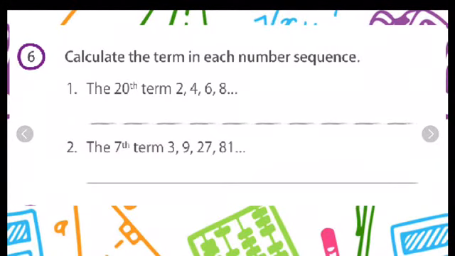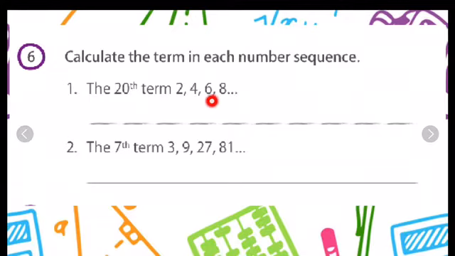Now let's continue on exercise number 6. It says, calculate the term in each number sequence. Number 1 says the 20th term, 2, 4, 6, 8. How do you calculate this one? Try to do multiplication with big numbers. There will be a difference between item number 1 and item number 2. Try to use multiplication with these larger numbers.